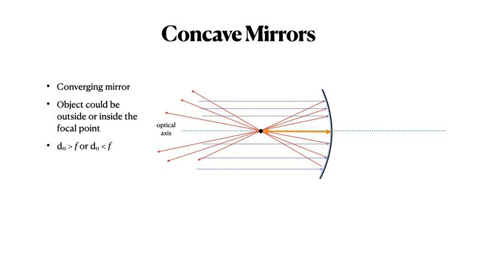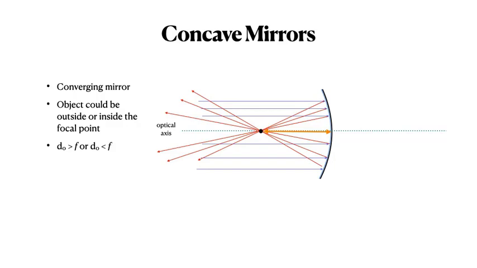First, we'll consider a case where the distance of the object is greater than the focal length. So in other words, it's outside the focal point. Then we'll look at a case where an object is inside the focal point. In other words, the distance of the object is less than the focal length.